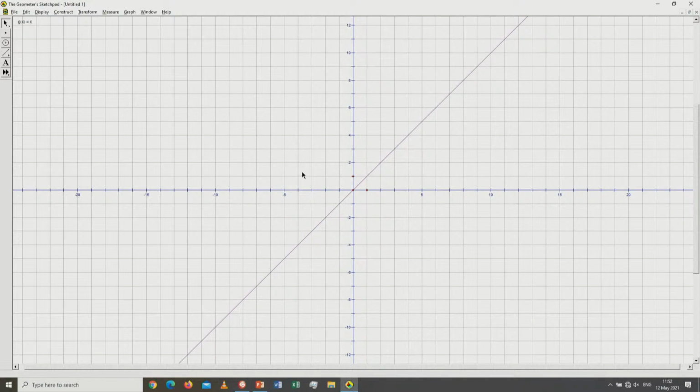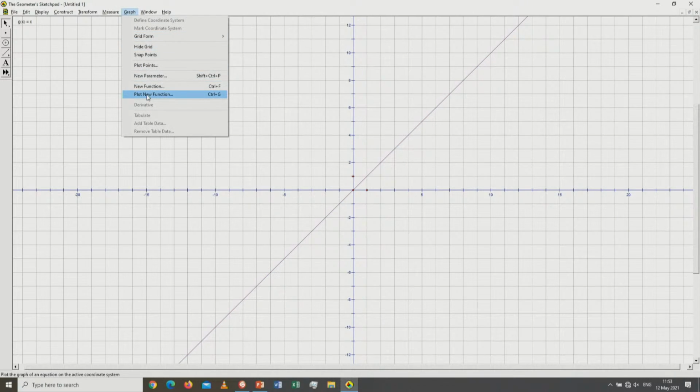If x is 1, you can use a table. If x is 1, y will be 1. If x is 2, y will be 2. If x is 3, y will be 3. If x is 4, y is 4. If x is 5, y is 5. That is why we say y equals x. Now, we said m is the gradient. What is the value of m in this case? M in this case is equal to 1.